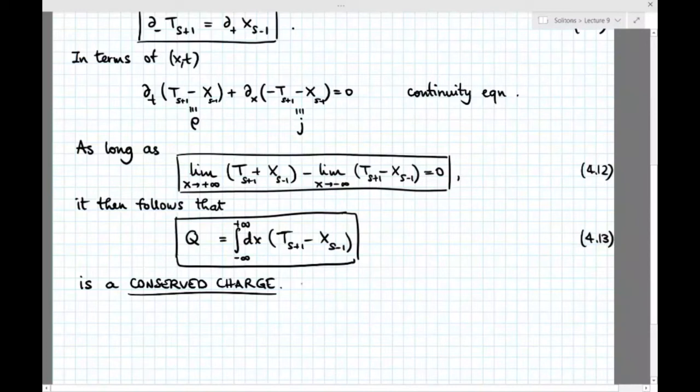And it turns out that this conserved charge has a spin s. So we'll call it Q_s.